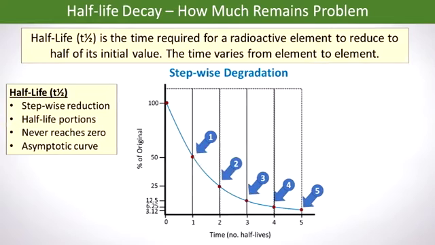For example, shown here, we show the first half-life, the second half-life, the third half-life, the fourth half-life, and the fifth half-life. And you'll note that it reduces by 50%, 25, 12.5, 6.25, and 3.12. These are taken in half-life increments. Half-life never reaches zero. It forms an asymptotic curve.